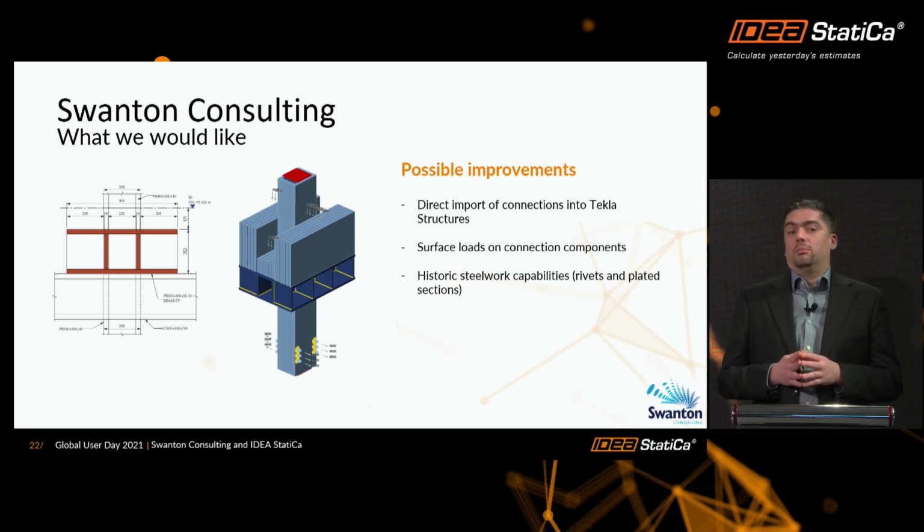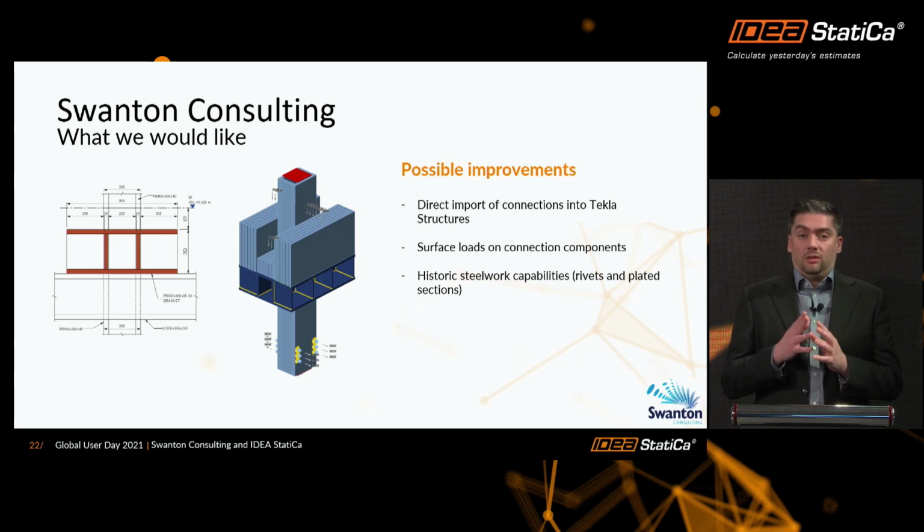And finally, based on the Battersea example, but we came across it on other projects, this problem is a bit more support in historic steelwork capabilities, checking particularly rivets. And when we have plated sections, sometimes we need to look into how the slip surfaces work and the shear flow is translated into rivet forces. And it would be something that would probably be a pretty good market value for us.